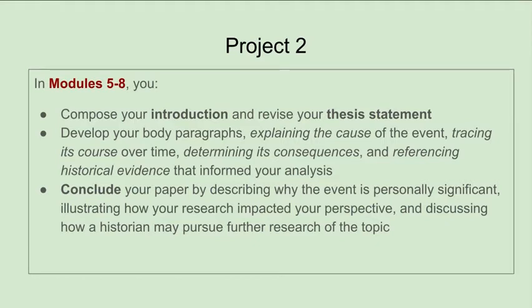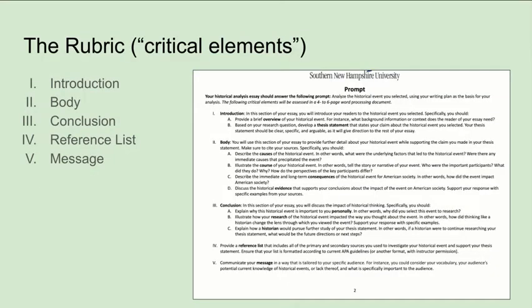paragraphs with supporting evidence. So in week 6, you're developing those body paragraphs, explaining the cause of the event, tracing its course over time, determining its consequences, and you're referencing historical evidence from your sources in this analysis. And then finally, you're going to conclude your paper by describing why the event is personally significant, illustrating how your research impacted your perspective, and discussing how a historian may pursue further research of the topic. So this is the rubric, and please carefully look it over before you submit your final paper in week 8.